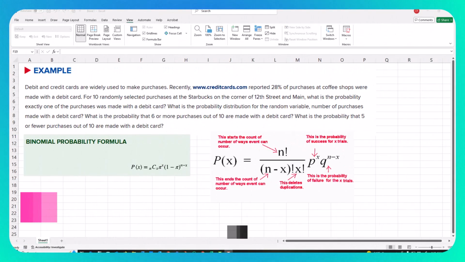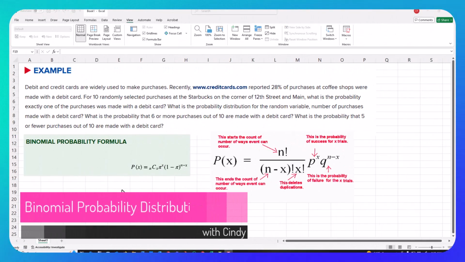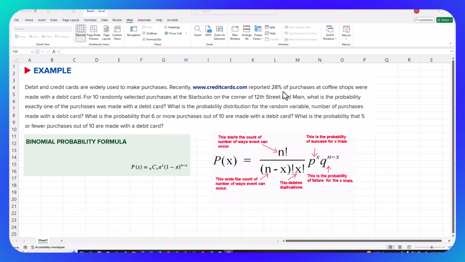All right, so we have this question. It says, for example, debit and credit cards are widely used to make purchases. They reported 28% of purchases at a coffee shop were made with a debit card. So they were either made with a debit card or they were not, and hence that's how I know this is a binomial. Remember, a binomial only has two outcomes. For 10 randomly selected purchases, I know my P, that they used a debit card, and I know my N is 10. And then it asks to find these different probabilities.